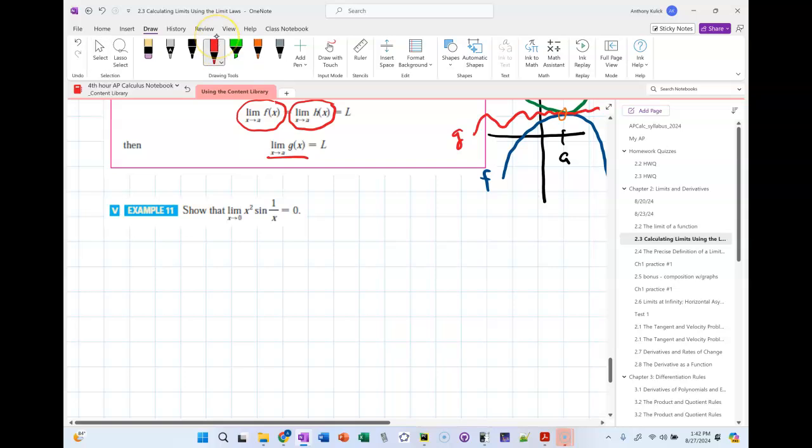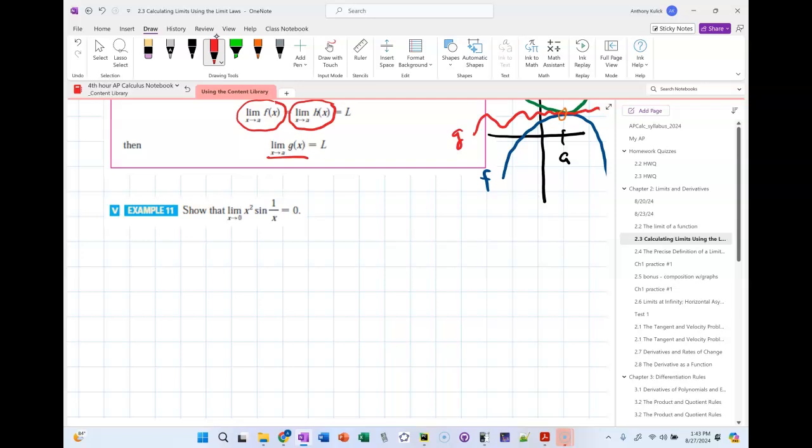All right, so let's look at an example. This says show that the limit as x approaches 0 of x squared times sine of 1 over x is equal to 0. If you try to do a direct substitution, you have 0 squared times sine of 1 over 0. 1 over 0 is undefined. I don't know what to do with that, right? A direct substitution makes no sense.